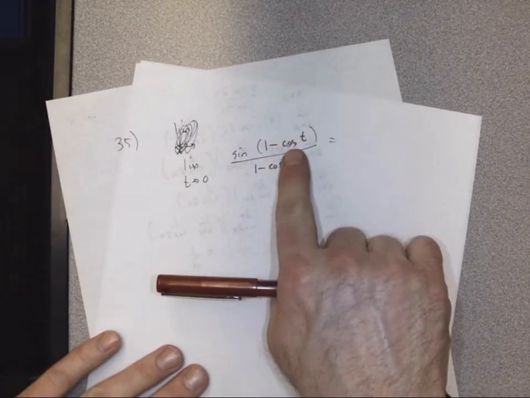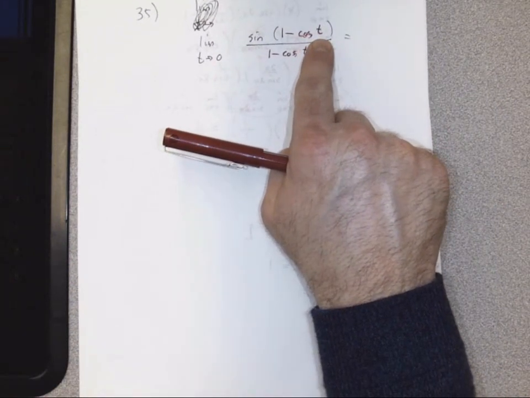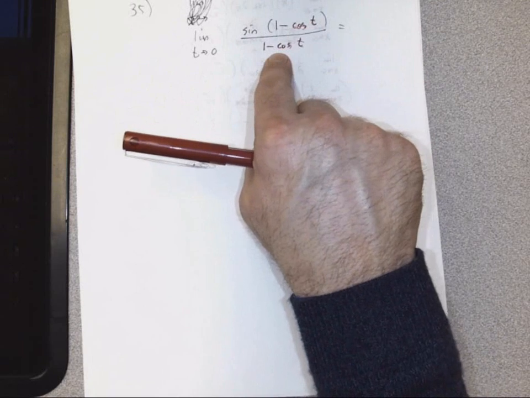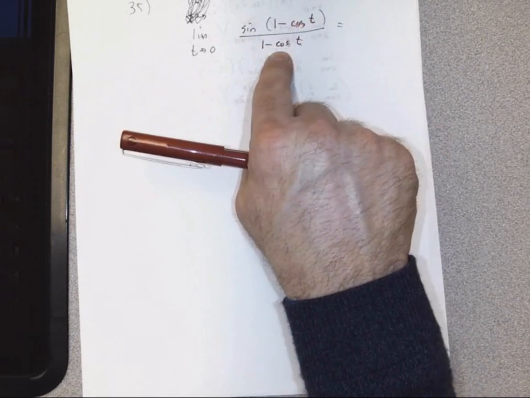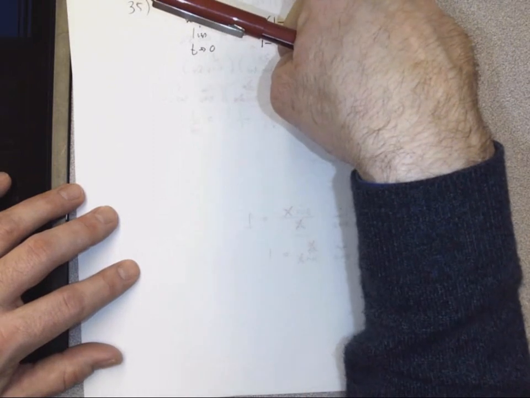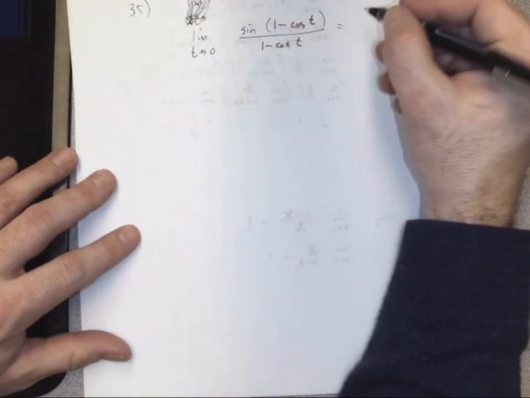Okay, what happens if you plug in 0 here? What's the cosine of 0? And what's 1 minus 1? So they're both going to 0, aren't they? They're also going to 0 at the exact same speed, aren't they? So this is just like the sine of 5x over 5x, right? It's the exact same expression here, where these things are both going to 0. So this is just 1.